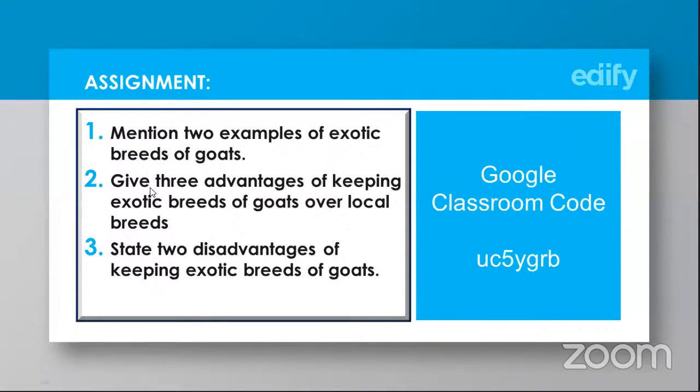So here they are saying, give three advantages of keeping exotic breeds over local breeds. Who can give us that? You can give only one. Yes, Del, can you give us one, Del? They grow very fast. Very good. They grow very fast, more than these local breeds.